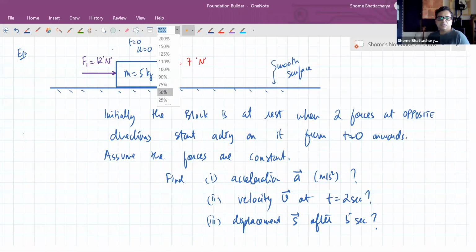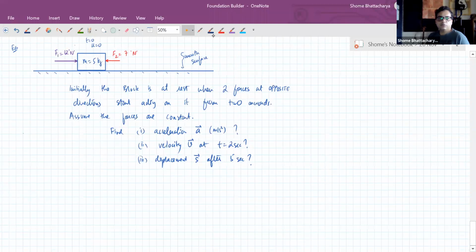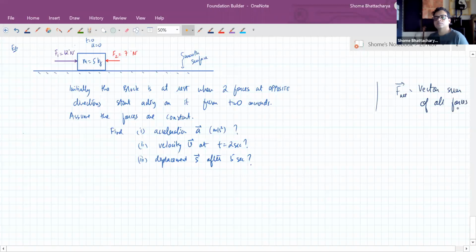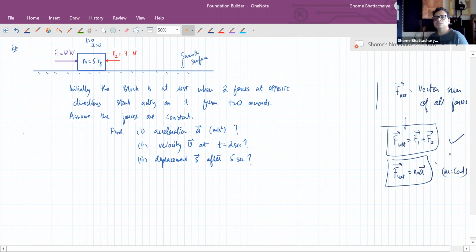So this is a very similar type of question as the previous one, but instead of one force, there are two forces acting on it. So you'll just have to use the concept that the net external force is the vector sum of all forces. In this particular case, we will have to write the net force as the vector sum of the two forces F1 and F2 that we are applying. And then next step, we will apply Newton's second law, because obviously mass is constant. So a combination of these two equations you will have to use.